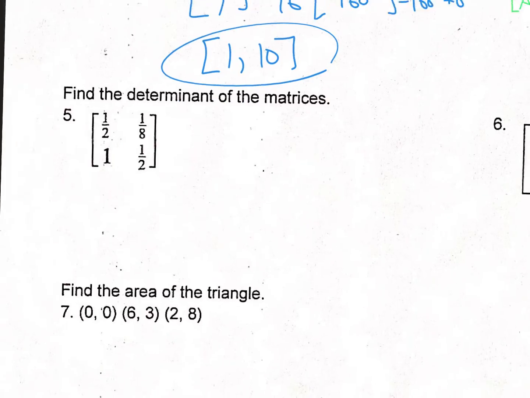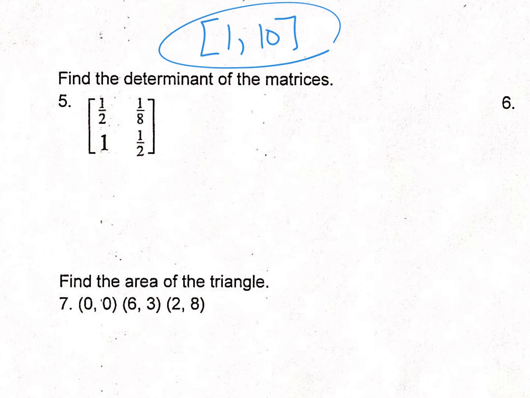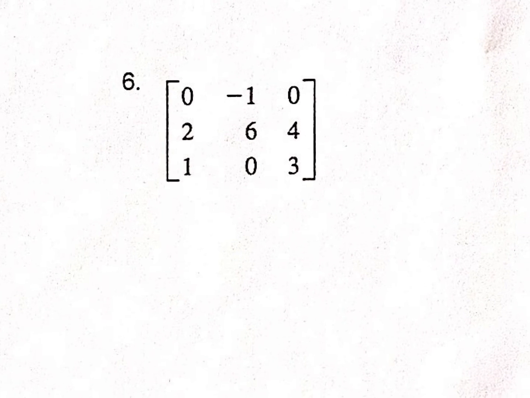Number 5, find the determinant. The determinant is a one number value only. So I'm going to multiply this way, which is 1/4. Multiply the other way, which is 1/8. And if you do 1/4 minus 1/8, you get 1/8. So that's the determinant.